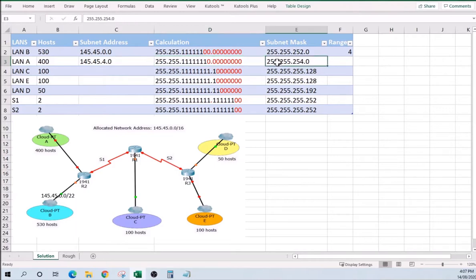When we calculate this value in decimal, it would come as 255.255.254.0, and the range would be 256 minus 254, which would come as 2.